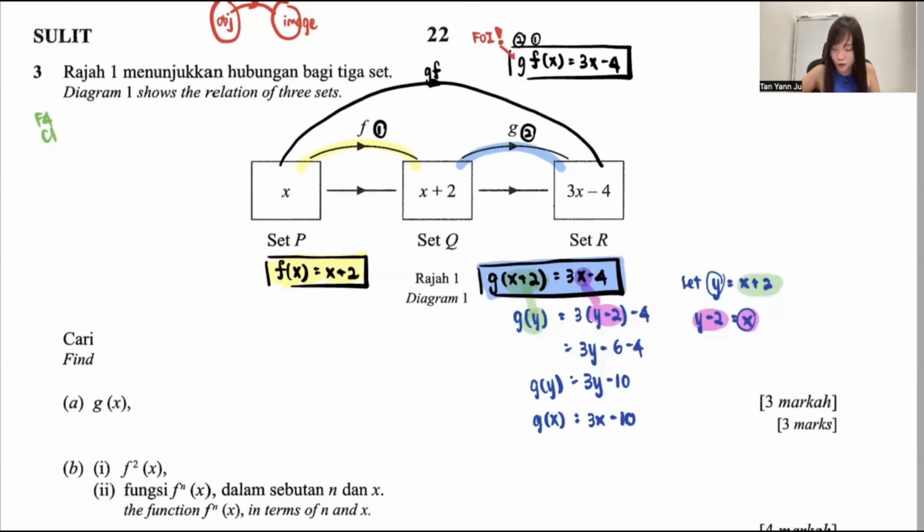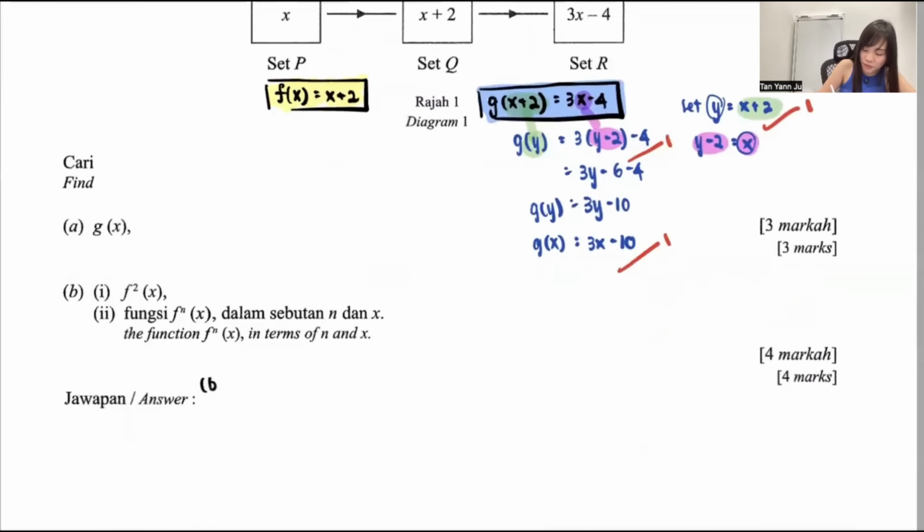How many marks? 3 marks. That's a lot, you know. Getting this 1 mark, sub in 1 mark. When you do let y, another 1 mark. Easy 3 marks. Can you guys all see that? Let's move on. B1. B1, they're going to find f square x.